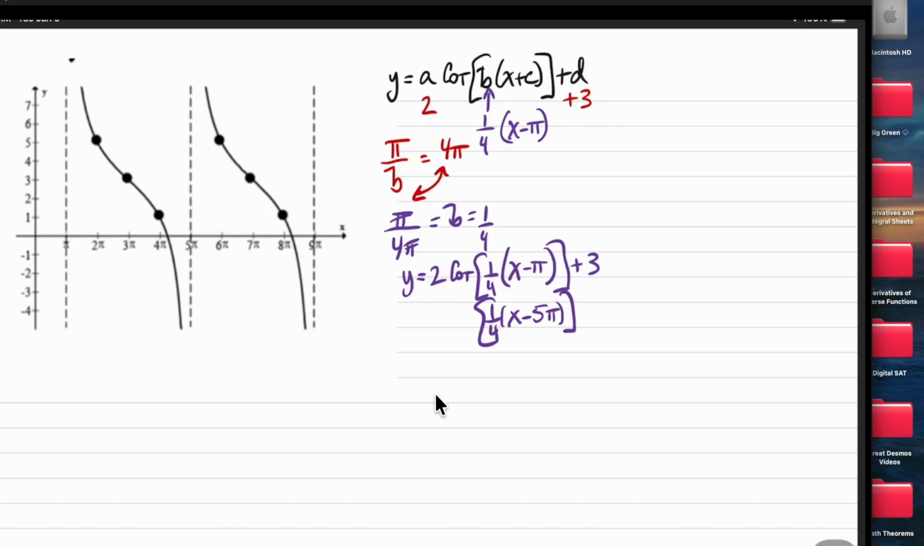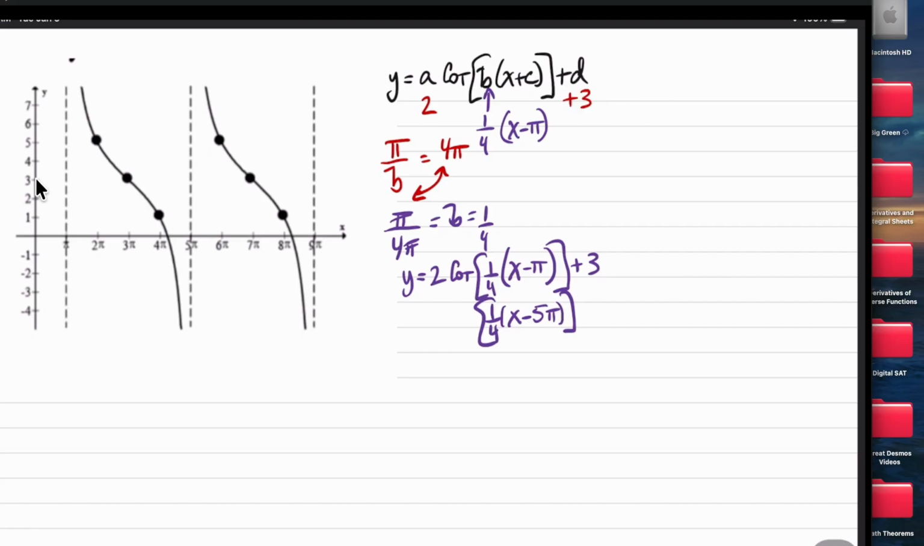Let's take this same graph and write it in terms of tangent. Recall, tangent is normally an increasing function. This is decreasing, so we're going to have to add a negative. We're going to put a negative in front. The other difference when you move to tangent is you do not look at the first vertical asymptote to determine the phase shift. Rather, you look at the center point.